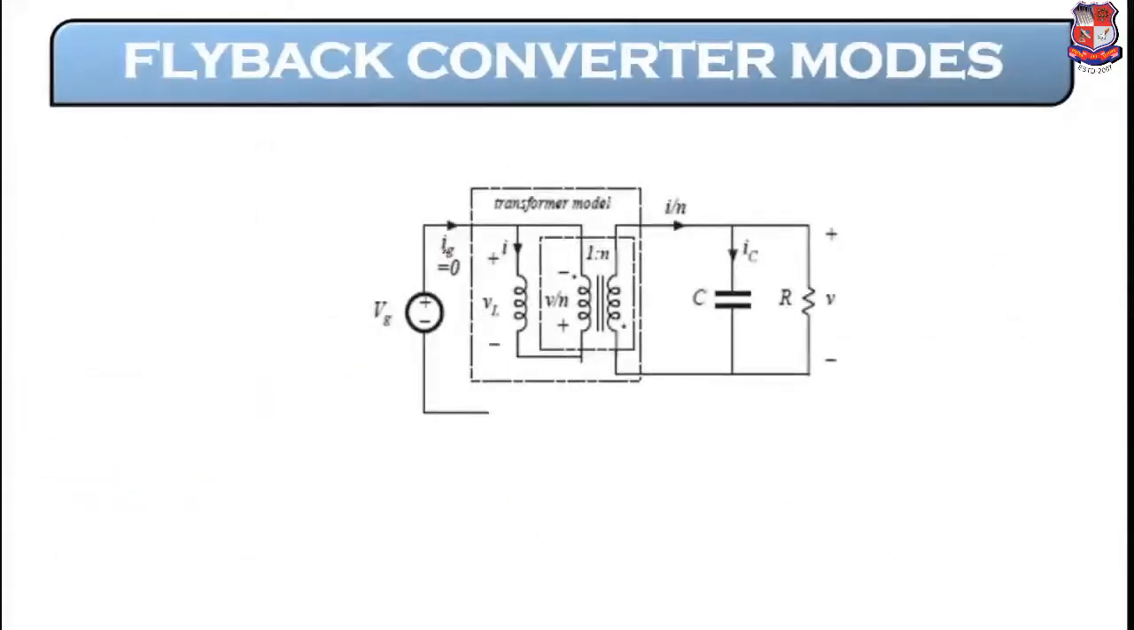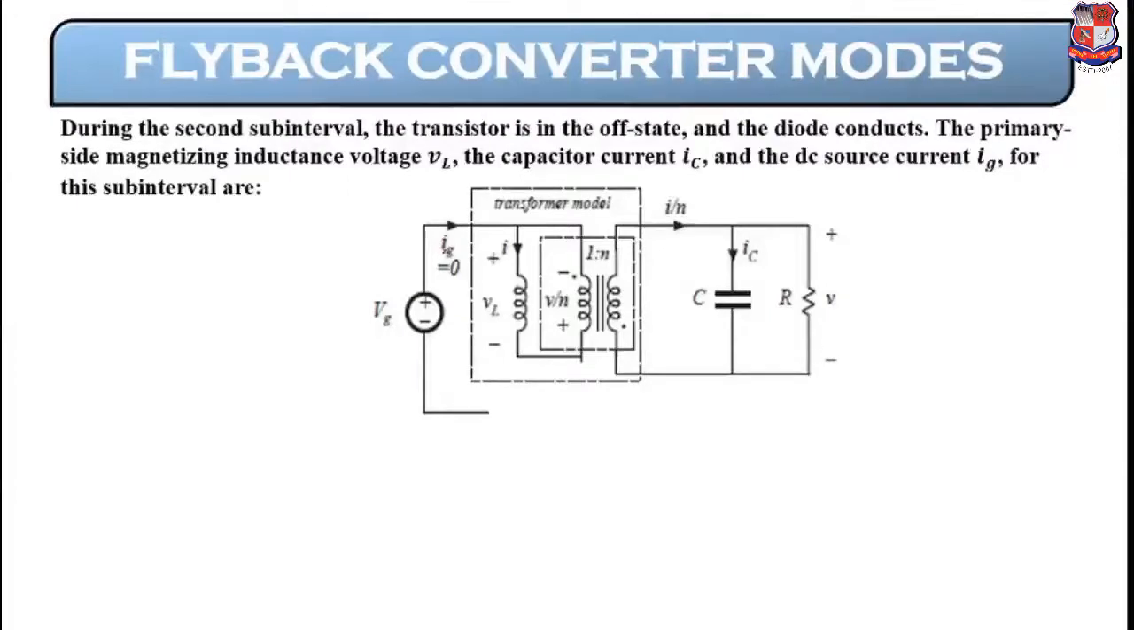Next is when the switch is off but the diode is on. So during the second interval the transistor is in off state and the diode conducts. So the primary side magnetizing inductance voltage VL, capacitor current Ic and DC current source Ig will be given by these equations. As the switch is off, the gate current or supply current is 0. This is natural, the supply current is bound to be 0.